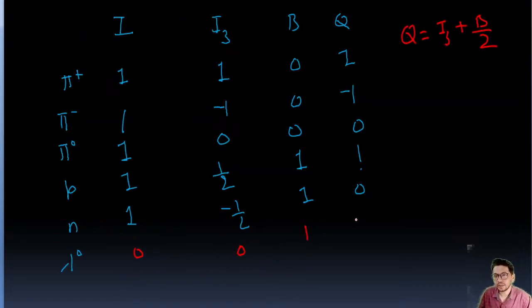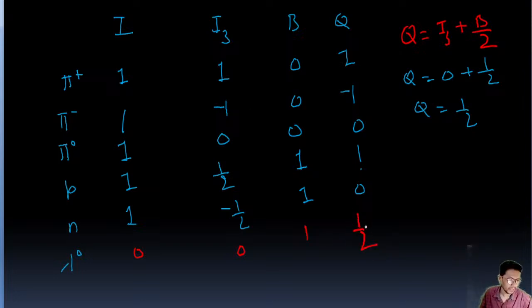But if we use this formula here, with I3, we have to find Q. I3 is 0 for lambda naught I'm talking about, and B is 1. So this is 1 by 2. So we can see the value of Q is giving 1 by 2. Charge is 1 by 2 here, guys. And we know that this is not possible because the charge is 0, right? Not possible.